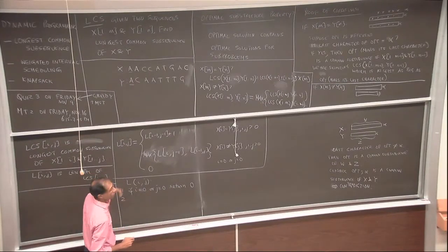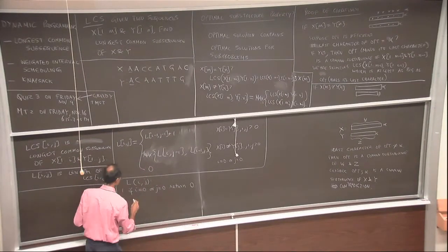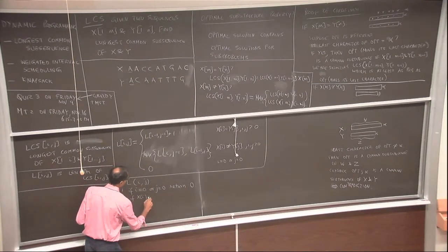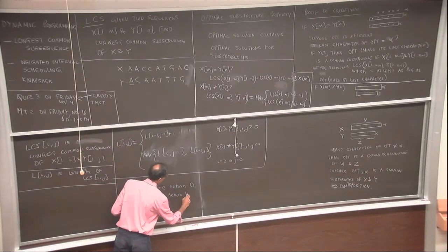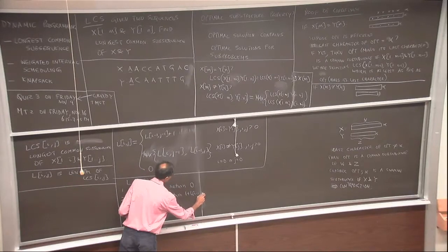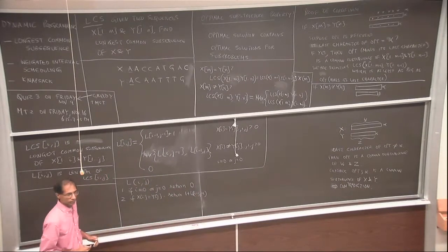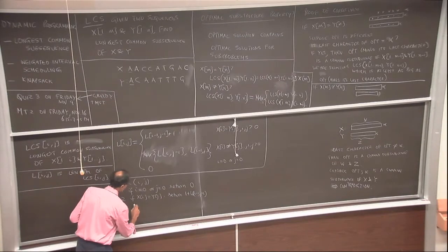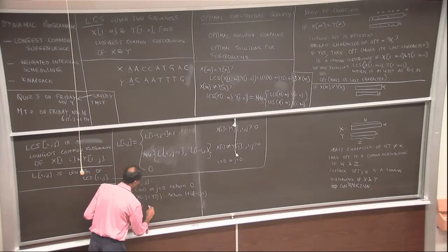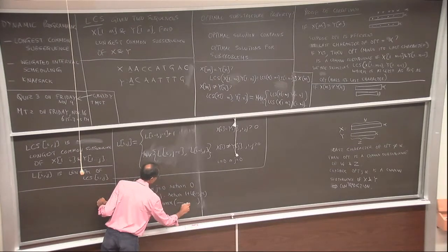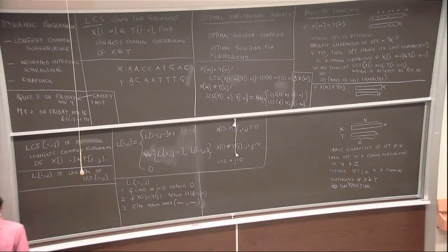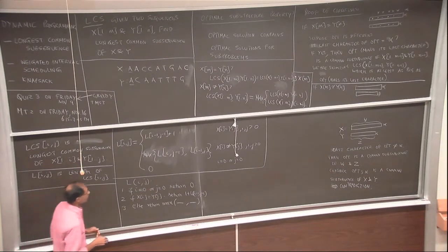Now we are in the case where both of them are greater than 0. So now you check if x_i equals y_j. What do you return? 1 plus L i minus 1, j minus 1. Otherwise, what do you return? The max of the two. That's it. That's the same. You can translate that as an algorithm. There is a problem with this. And the problem is the following.